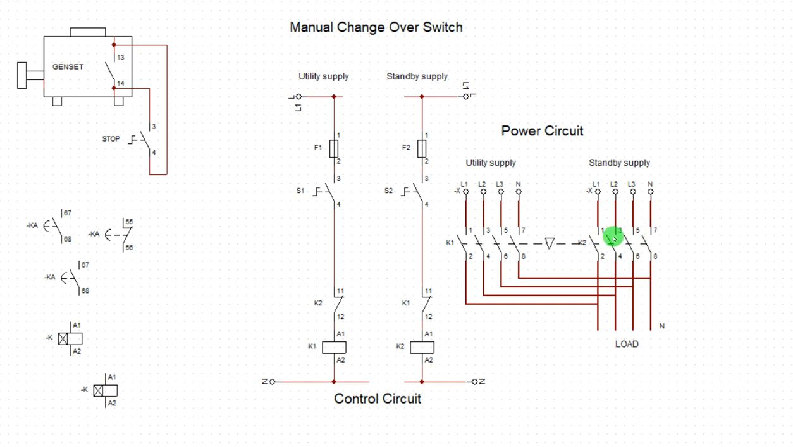And once this one knocks off, I don't want the genset to also knock off at the same time. I want the genset to wait a few seconds before finally shutting down. So that is what I want us to achieve now. How can we accomplish that? We are going to modify this.